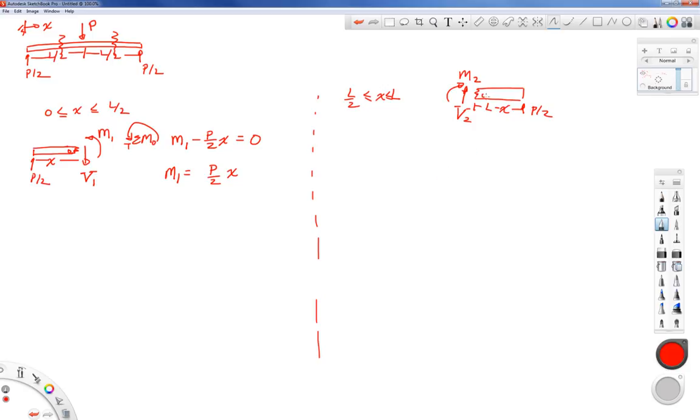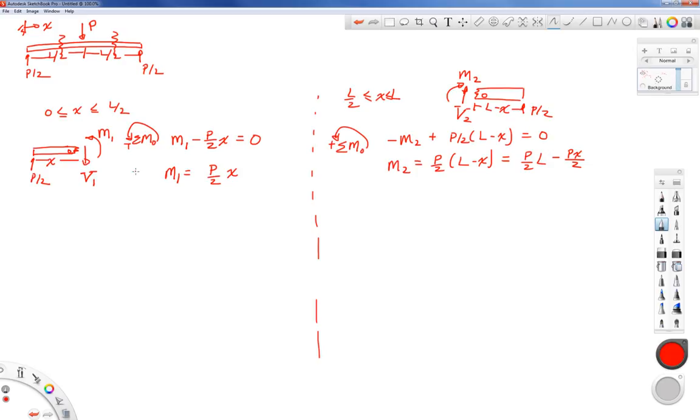So let's do the summation of moments about that cut spot, and we'll find out what M2 is equal to. So I'm going to have minus M2 plus P over 2 times the distance L minus x equal to 0. If I solve this for M2, it's going to be equal to P over 2 times L minus x, that quantity. And if I want, I can expand that out, and I'm going to go ahead and do that in this case. P over 2 times L minus P x over 2.